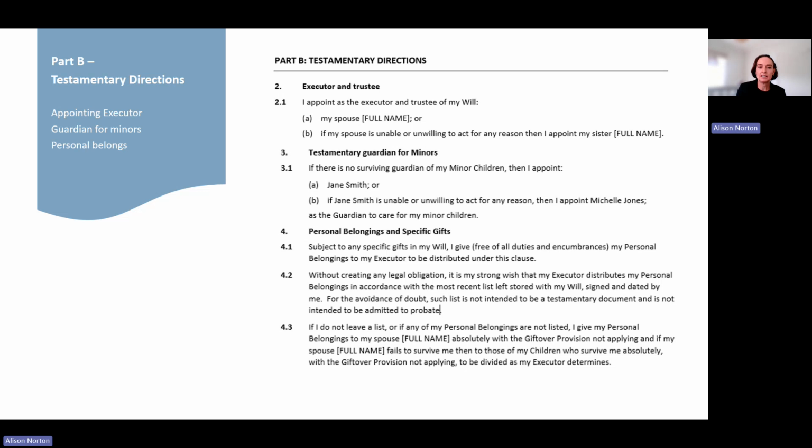And this part here, 4.2, this is where we say that if you've made a list of where you want your personal belongings to go, so you might do that in your letter of wishes, then if you have done that, your executor is requested to follow that list.